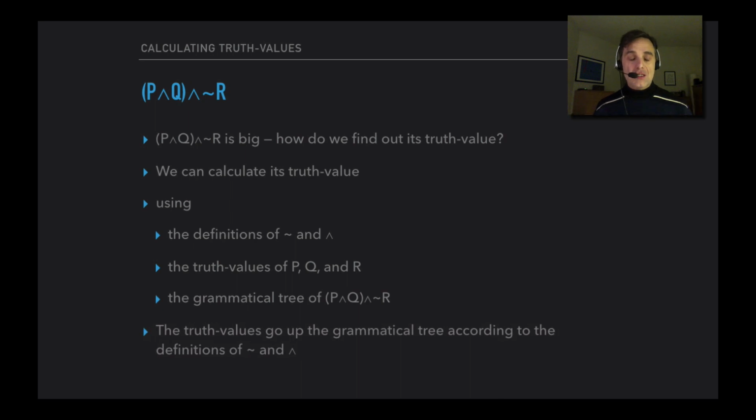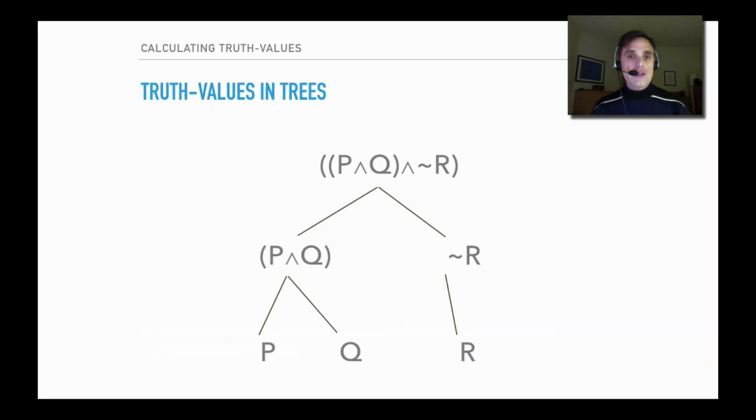And what we'll see is that the truth values start at the bottom with the sentence letters, since it's an upside down tree, and then they go up the tree, this upside down tree, until they get to the whole sentence at the very top of the tree. So let's take a look at that.